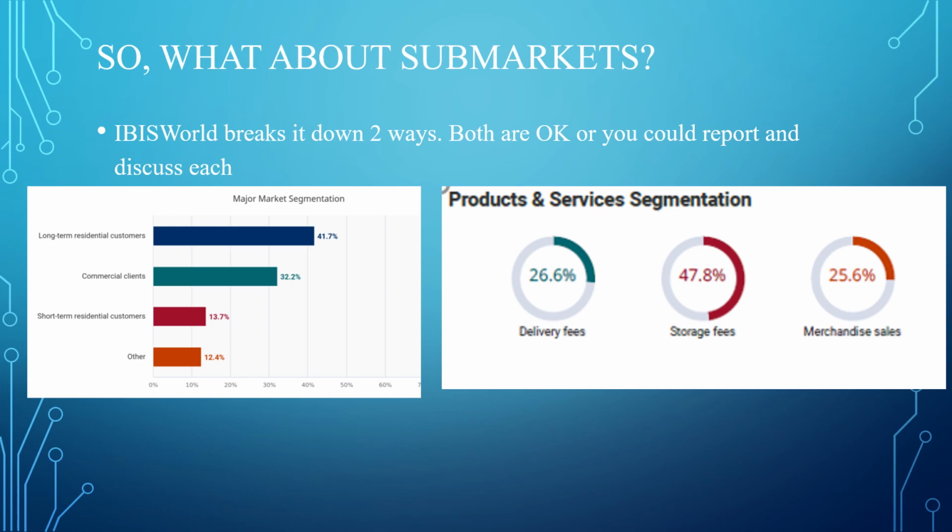So what about submarkets? Well, IBISWorld breaks it down two ways. Both are okay, or you could report and discuss each. One of the ways that they describe the breakdown of the submarkets is long-term residential customers, commercial clients, and short-term residential customers. The other way that they break this down is by the products that they offer. They make money with delivery fees, storage fees, and merchandise fees. And once again, if you go back and look at the pre-pandemic numbers, you would find that these percentages, in both cases, change rather dramatically compared to this 2020 data, which is pandemic year data.